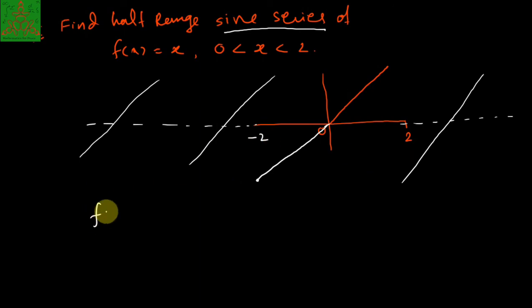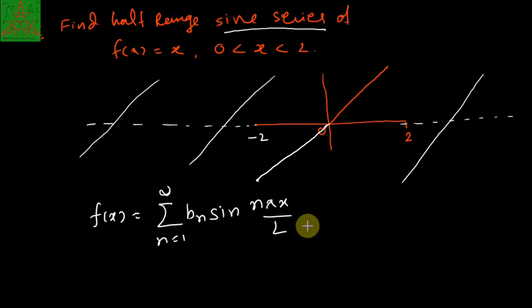And the half range Fourier series, that you know, is defined as summation n running from 1 to infinity b_n sine n pi x upon L. Here L is 2, because the question is to calculate the half range series. So that's why L is 2.